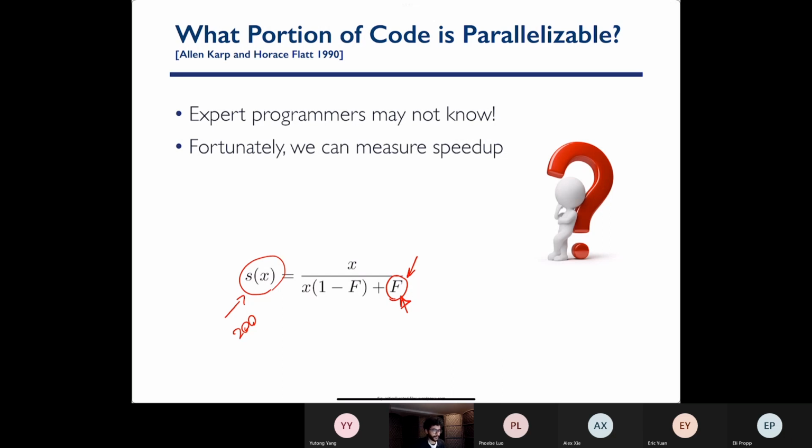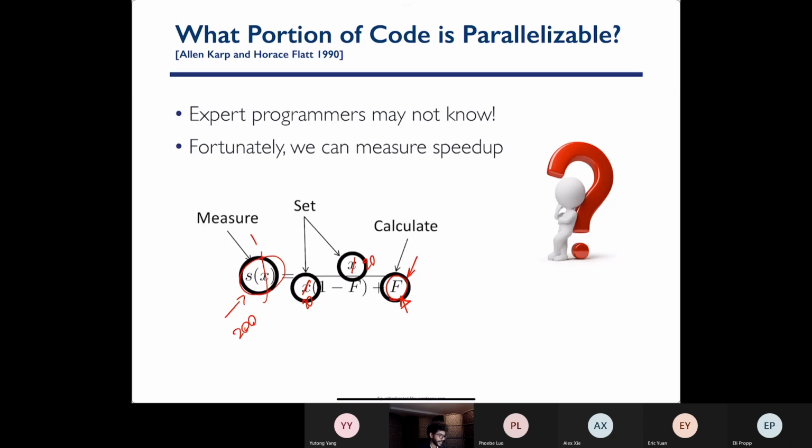So let's say for x equal 20, I ran my application on 20 cores, and I got, let's say, 10x improvement. Now I have everything here. I can just calculate f. So this is the formula. So if you have your speed up, you can get it by measurement, and you have x, then you can calculate f.